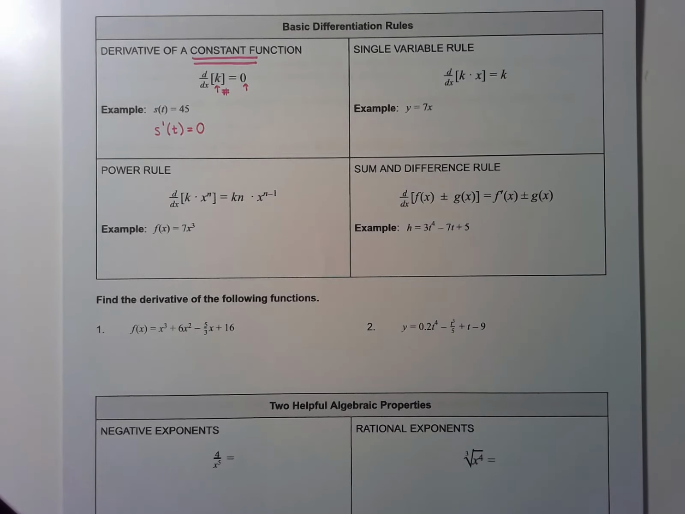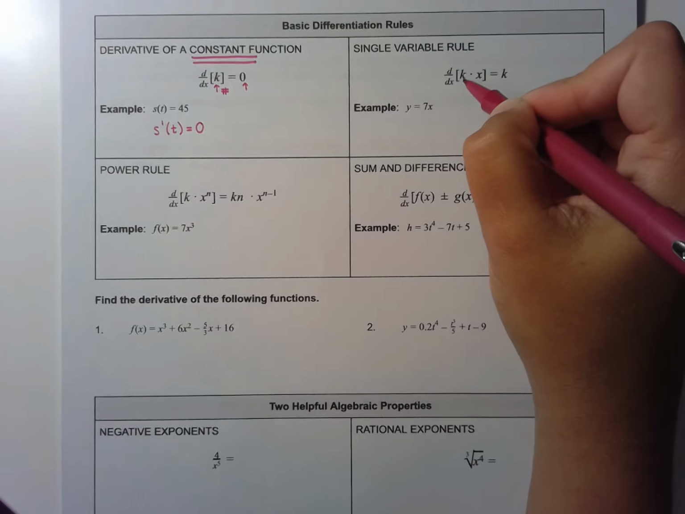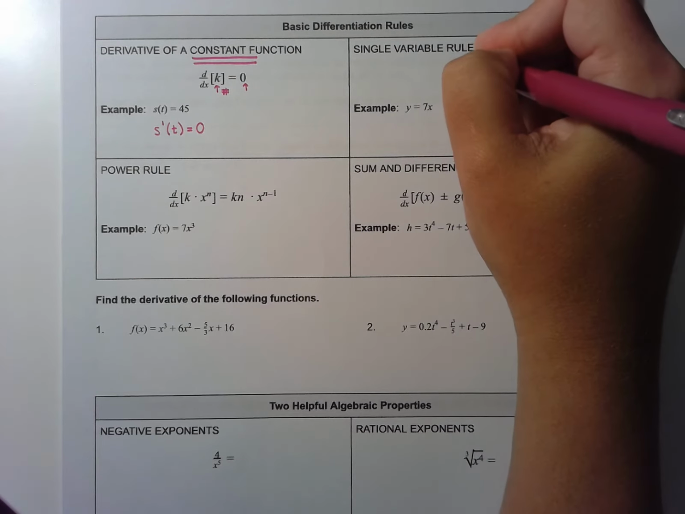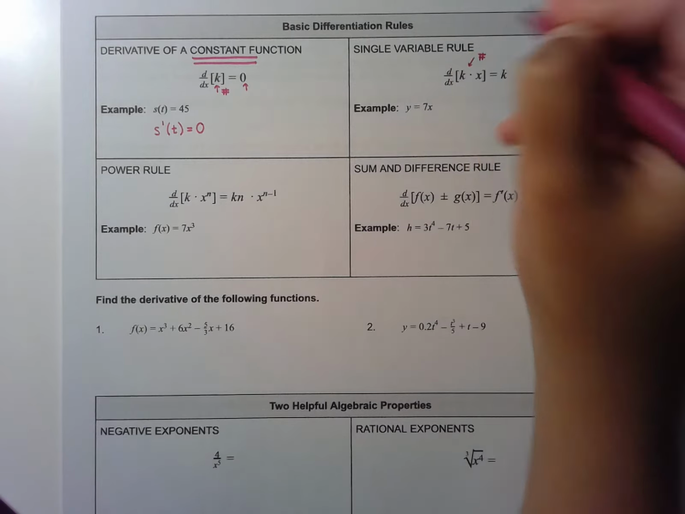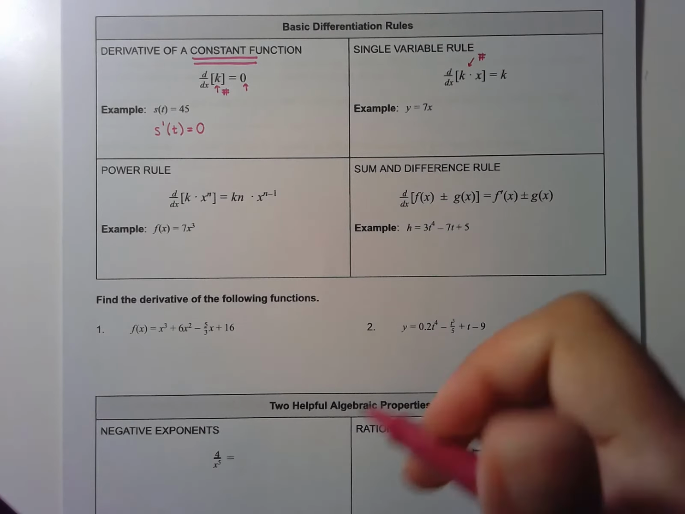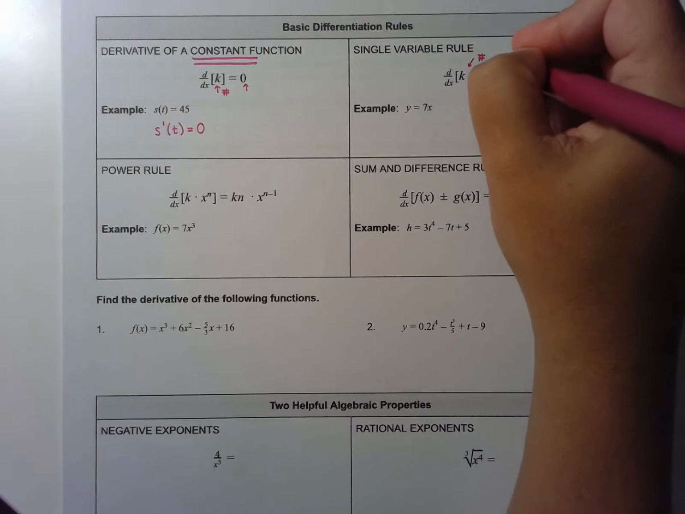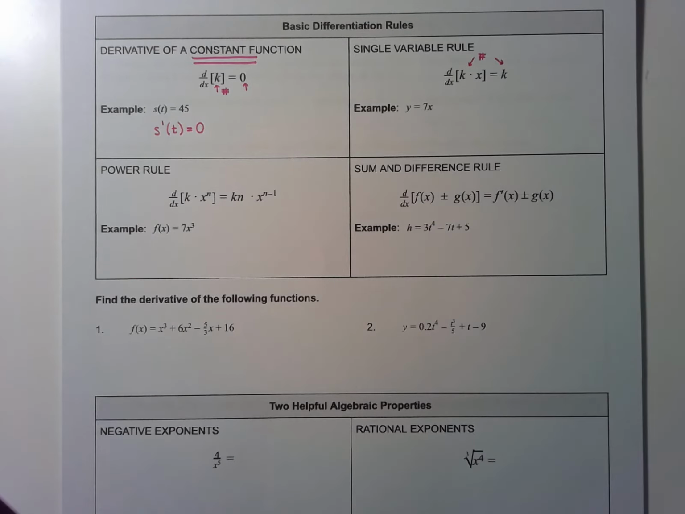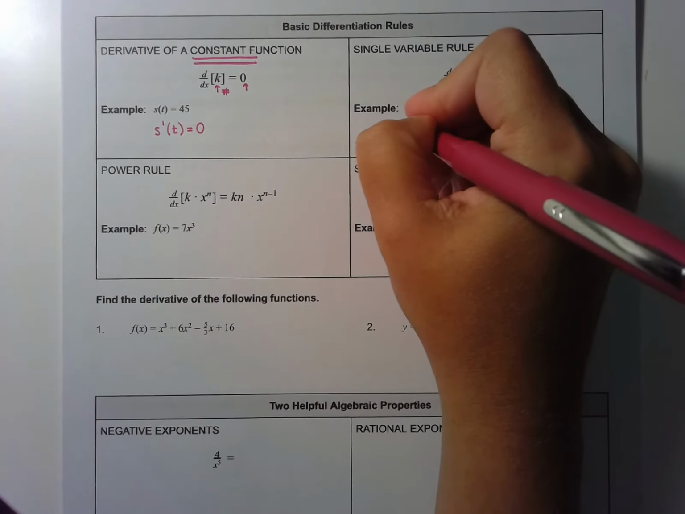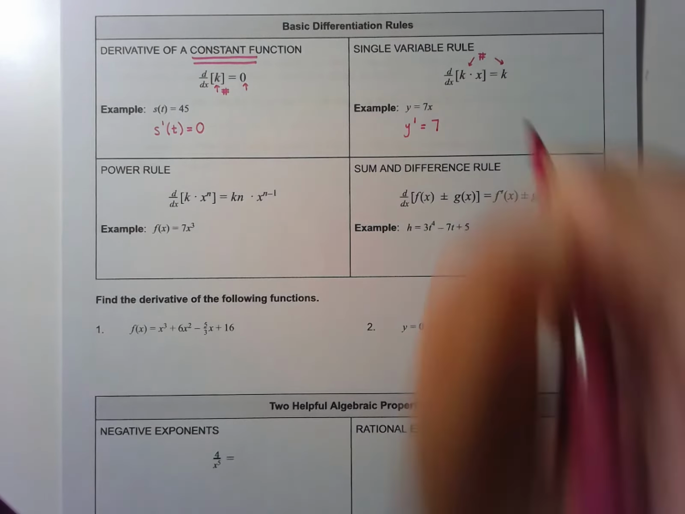The next rule we're going to learn is the rule for what you do if you have a single variable. So how do you find the derivative of a number times x? Now remember, k could be any number. An example would be like 7x, so just a number times x. If you have a function that just says a number times x, then the derivative is just that number. So in this case, if I said y is equal to 7x, we would say the derivative, or y prime, is equal to just 7.